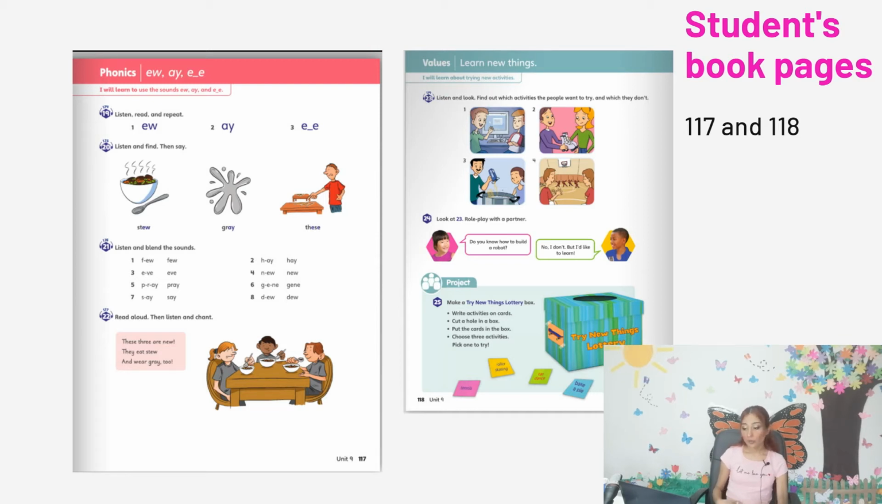That's it. Okay, so these three are new. They eat stew and wear gray too. Really easy, right? Now, we can go to page 118 and we have activity 23.